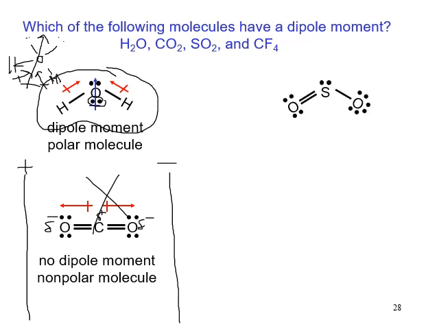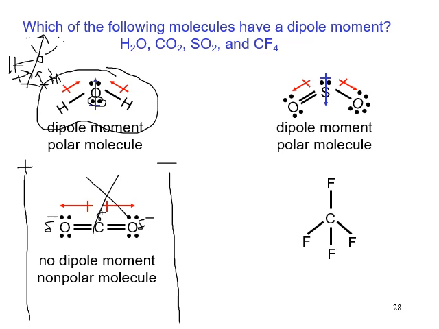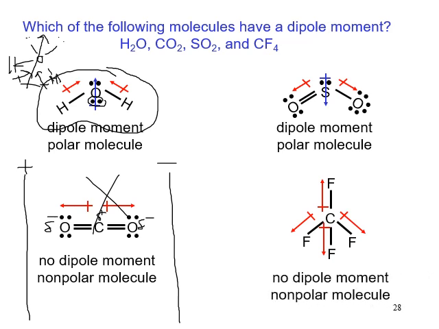Let's try sulfur dioxide. By looking at this and putting in your bond moments, you can see that they add up and you have an overall dipole moment, and so your sulfur dioxide is polar. Finally, carbon tetrafluoride. Put in your bond moments, and it's a little harder to see in this one for me anyway, but these all do cancel each other, and it is a nonpolar molecule.